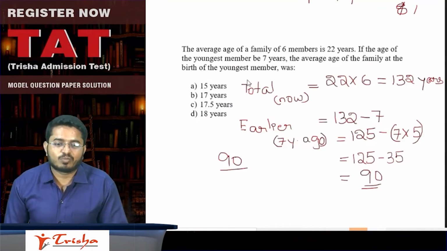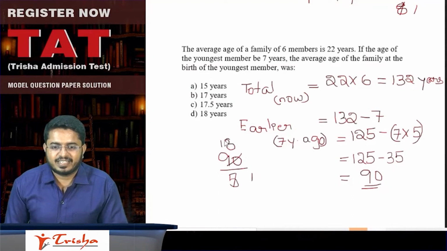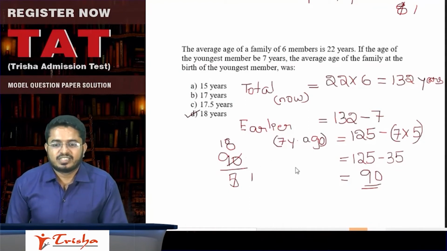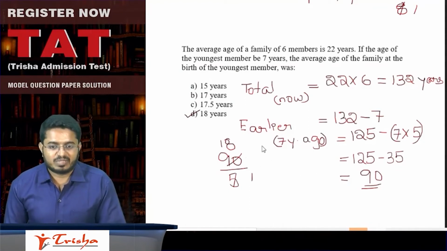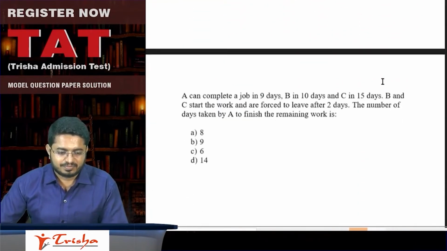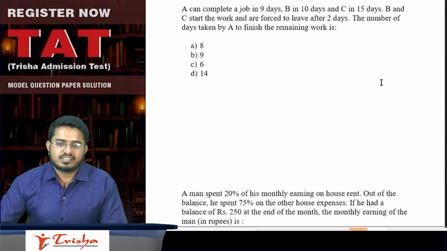Youngest member was still not born, right? So that's why 5. 5 ones are 5, 5 eights are 40, correct? 18 years. So 7 years ago, at the birth of youngest member, the average age of the family was 18 years. It is 22 now. 7 years ago, it was 18 years. I hope you have understood this also. Let's go to the next one.